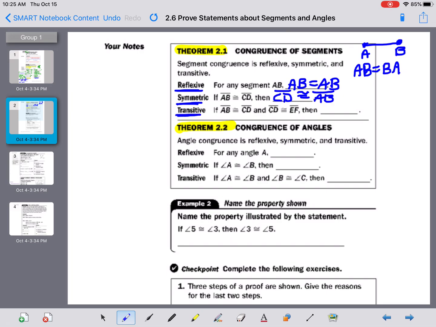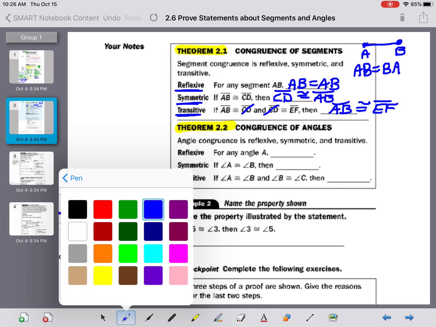Transitive property says if segment AB is congruent to segment CD and segment CD is congruent to segment EF, then segment AB is congruent to segment EF. Okay, so we're getting rid of that connecting link. Remember that? They both equal the same thing. Now they equal each other. AB is congruent to EF. We already went over those three properties. So we're just stating it again, this time with segments.